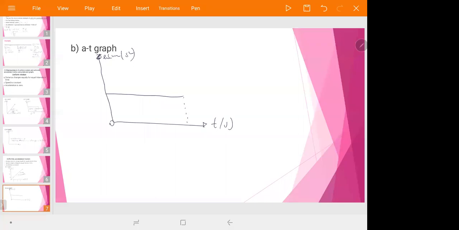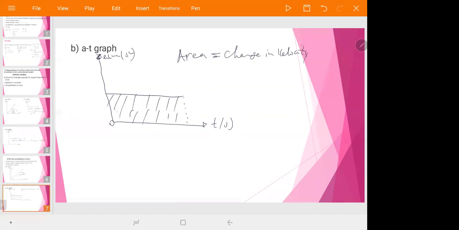So what is the area of the acceleration time graph in uniformly accelerated motion? Have you seen this? The area of the velocity time graph represents displacement. And here, the area represents change in velocity. Look, area is equal to change in velocity.